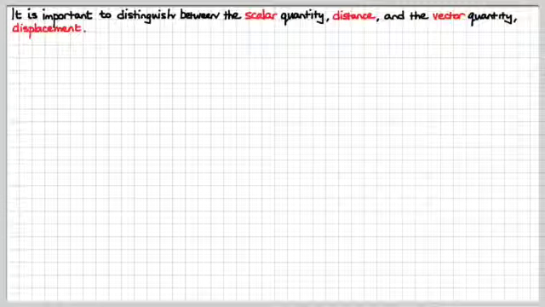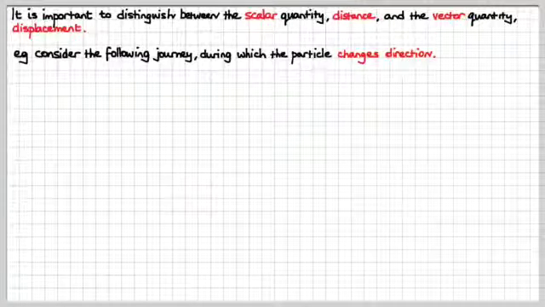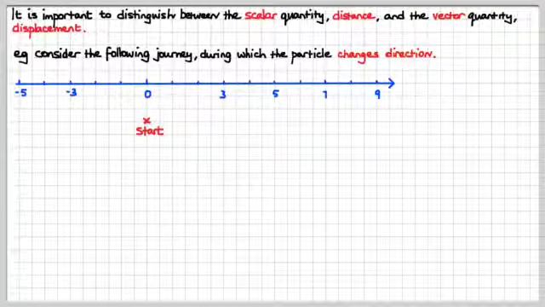Now, as we were saying, it is important to distinguish between a scalar quantity such as distance and a vector quantity such as displacement. That's very important. E.g., consider the following journey in which they become different. Okay, they become different because the particle changes direction. If the particle changes direction, then the distance is no longer the same as the displacement. So let's have a look at this. I'll illustrate the point for you.